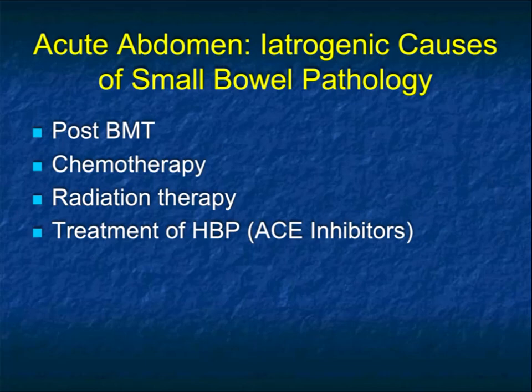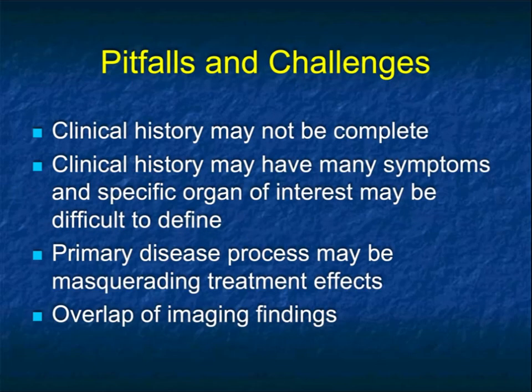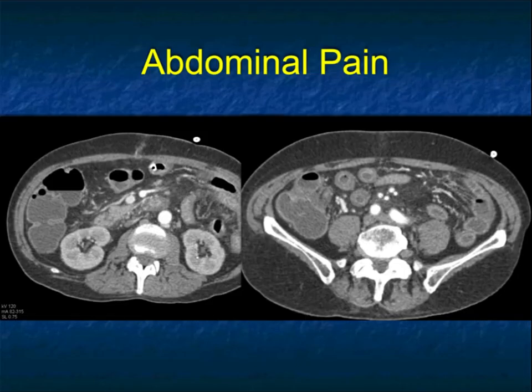The way I define this one, I think the best way is iatrogenic causes of small bowel pathology. Now, many of these are not the most common things you're going to think about, but I will say that you can make a very important diagnosis and save the patient's life and save a lot of grief by recognizing them. Clinical history may not be complete. Patients present with abdominal pain, but you don't have all the history. The clinical history may have many symptoms, and specific organs of interest may be difficult to define. The primary disease process may be masquerading treatment effects, and overlap of imaging findings between various diseases are the challenge.